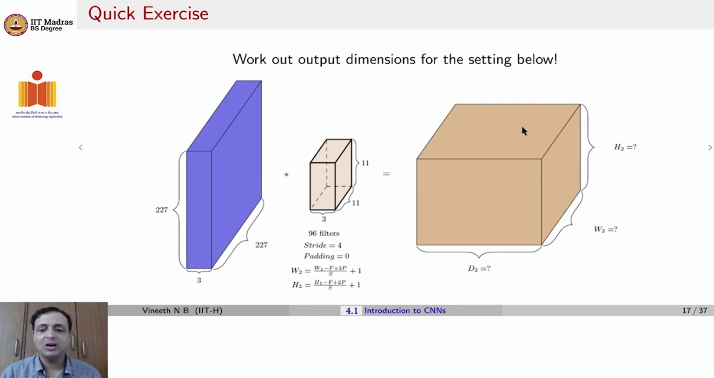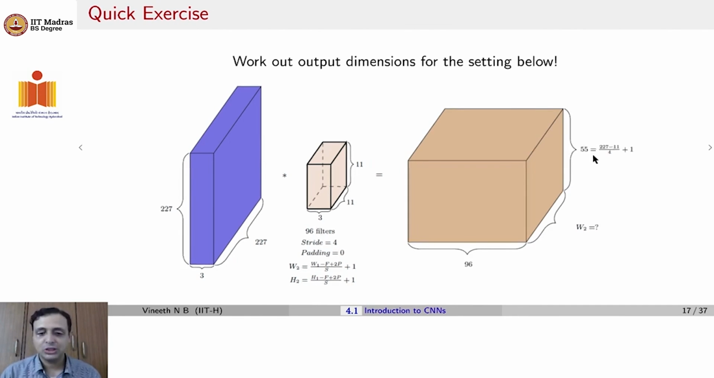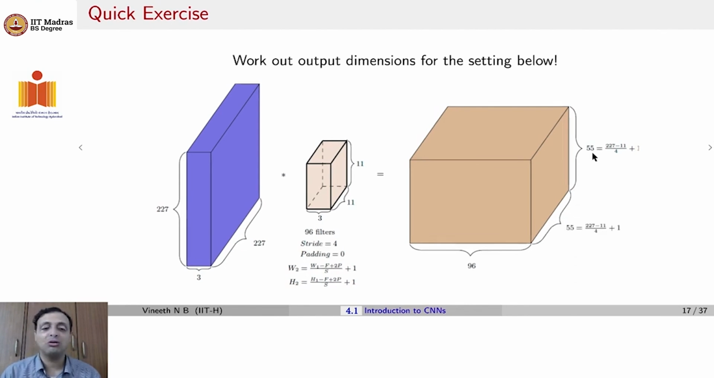Let's start with the simplest one. What is D2? D2, as we said, is the number of filters, which means D2 is 96. Let's then go to H2. H2 was given by H1, 227, minus F, 11, plus 2P, which is 0, divided by stride 4, plus 1, which is 55, and we get a similar value for W2. That's how you can get the dimensions of the output feature map.